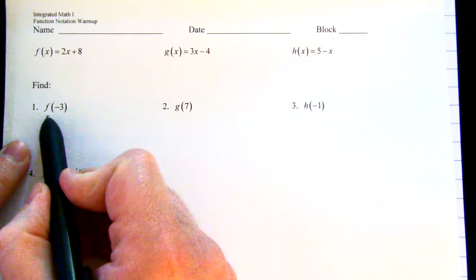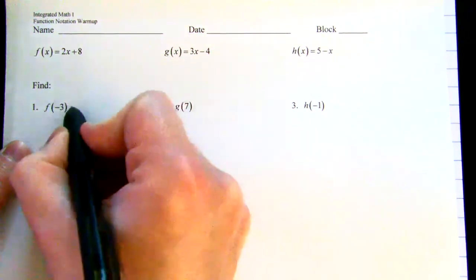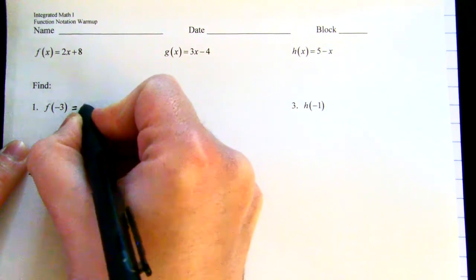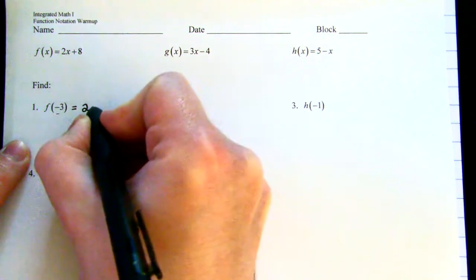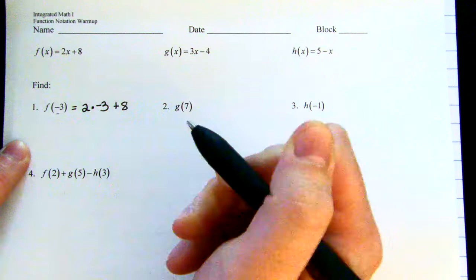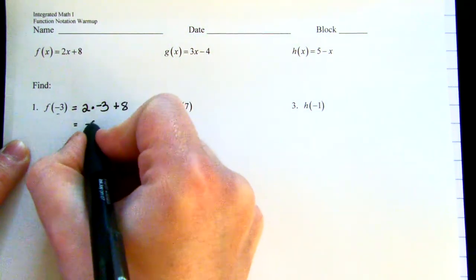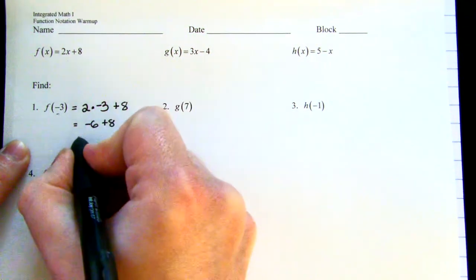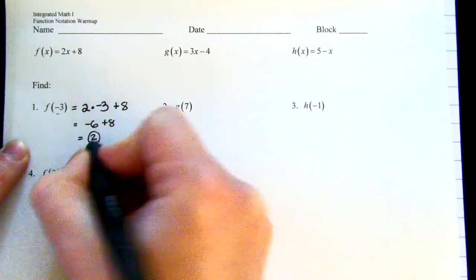We're going to start by finding f of negative 3. F of negative 3, remember that negative 3 is just what I plug in where the x was. So I'm getting 2 times negative 3 plus 8. 2 times negative 3 is negative 6, and negative 6 plus 8 is 2.